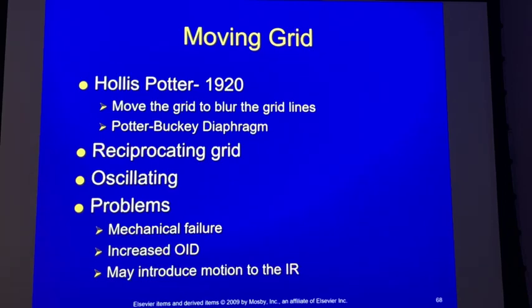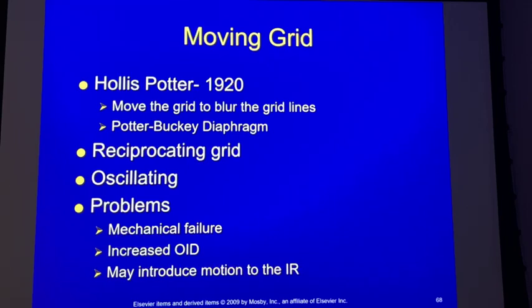So that is the Hollis-Potter bucky diaphragm, and it's the moving mechanism, and the purpose for it is to move and blur those grid lines. The faster they move, the more they blur. So if you're making exposures in the department and suddenly you start seeing grid strips, then really only one of three things could be the problem.